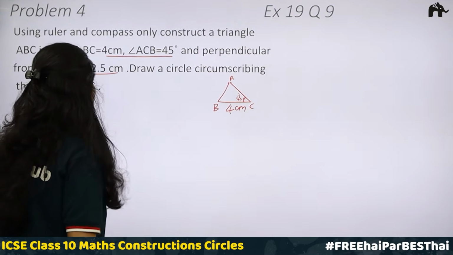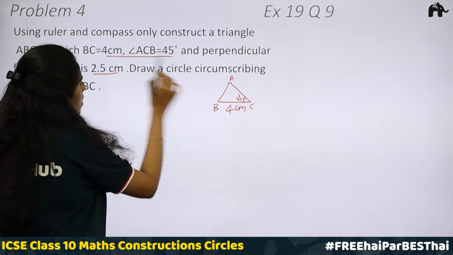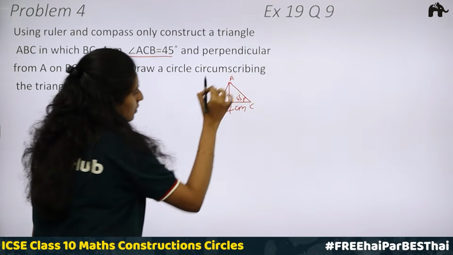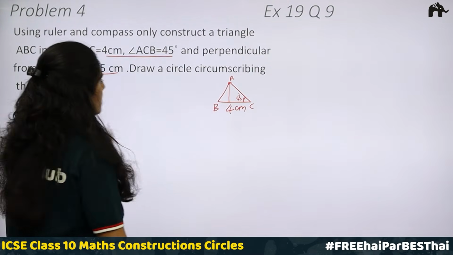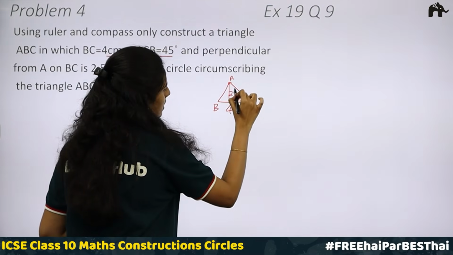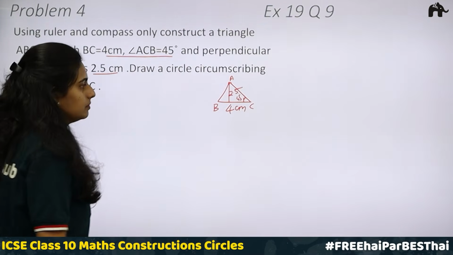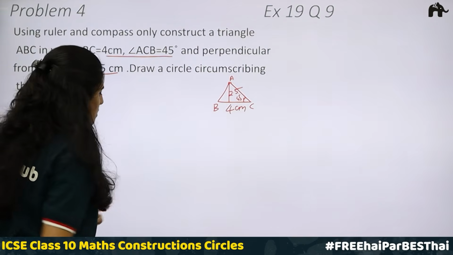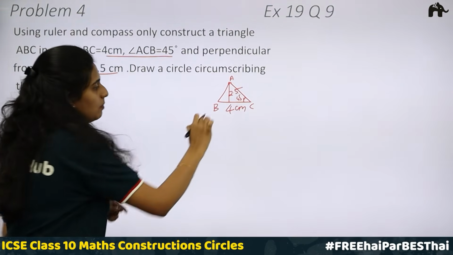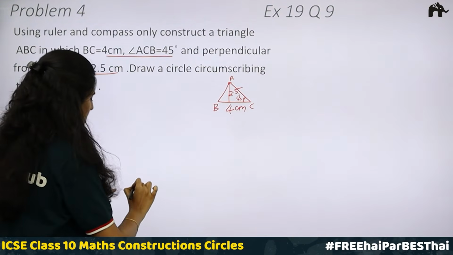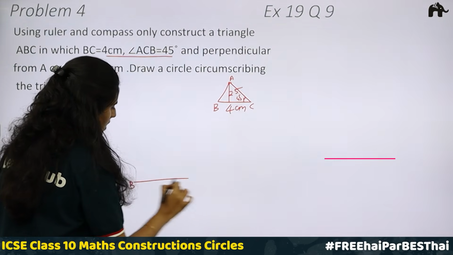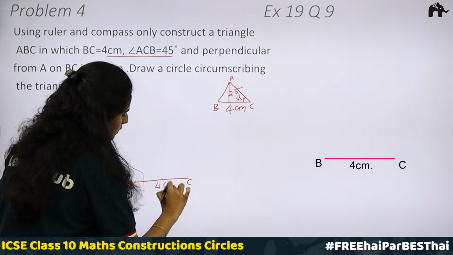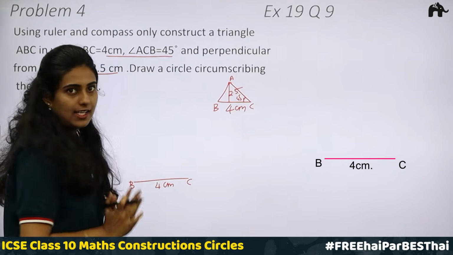Also, it is given that the perpendicular from A on BC is 2.5 centimeter in length. First, take the baseline. Using the ruler, measure 4 centimeter. Draw a line segment BC of length 4 centimeter. So, we got the line segment.